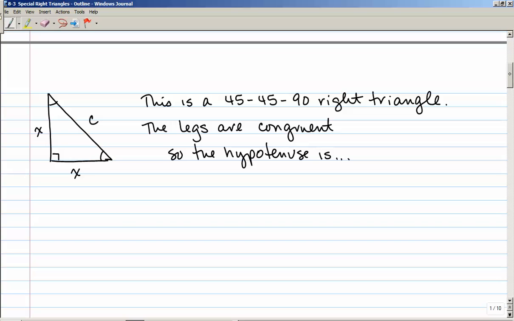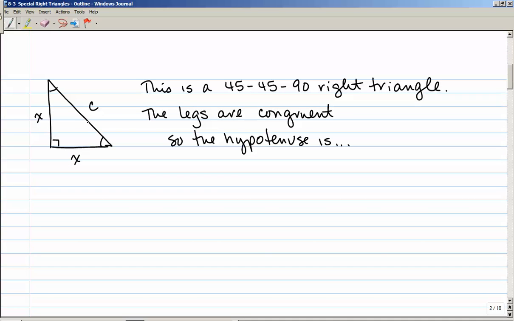Its legs are congruent, so I'm going to call those x, but what we need to do is find out the length of the hypotenuse. Because this is a right triangle, I can use the Pythagorean Theorem. Remember, the Pythagorean Theorem says leg squared plus leg squared equals hypotenuse squared. So one leg is x, as is the other leg, and in this case I've decided to call the hypotenuse, for now, c. So that gives me x squared plus x squared equals c squared. X squared plus x squared is 2x squared.